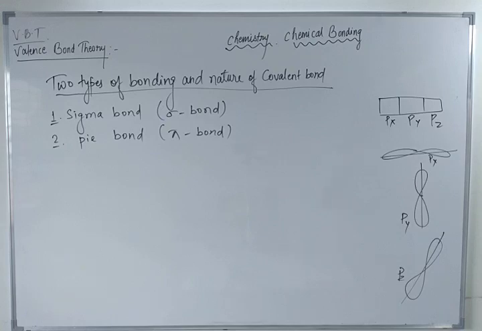Axial overlapping of half-filled atomic orbitals: the atomic orbitals overlap along the internuclear axis and involve end-to-end or head-on overlap. The electron cloud formed as a result of axial overlap is cylindrically symmetrical about the nuclear axis.